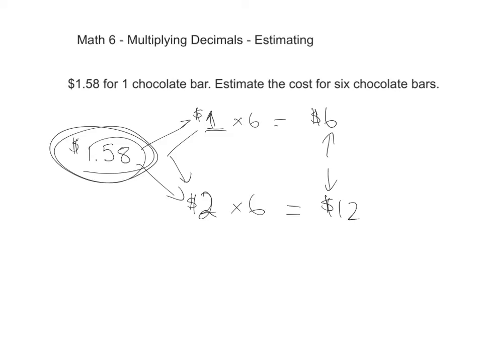So I can expect that I'll pay more than $6 if I was buying 6 chocolate bars at the store, and you can see that I would be expecting to pay less than $12. So I know I probably need at least $12 in my pocket to be able to buy these chocolate bars, and I should expect to pay more than $6. Okay, $1.58 is pretty close to right in the middle of $1 and $2. So I would expect this to be kind of close to the middle. So my guess here is it would be about $9.